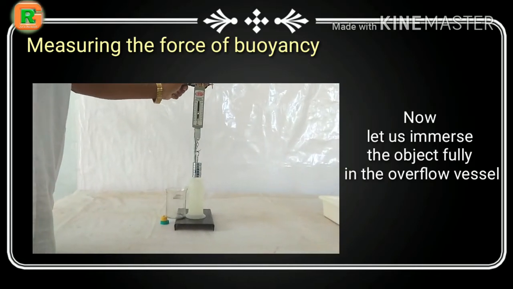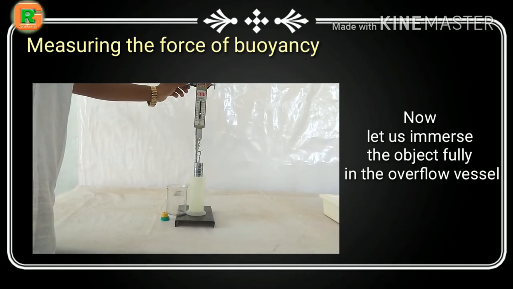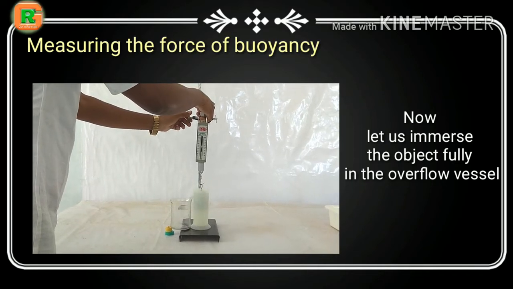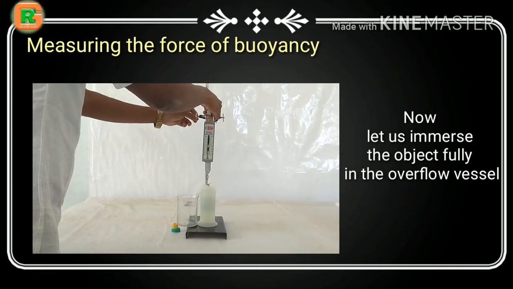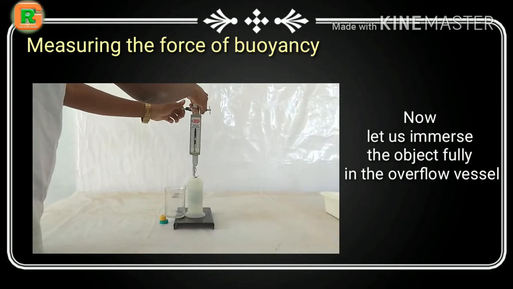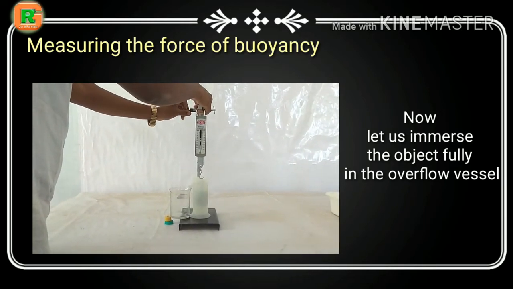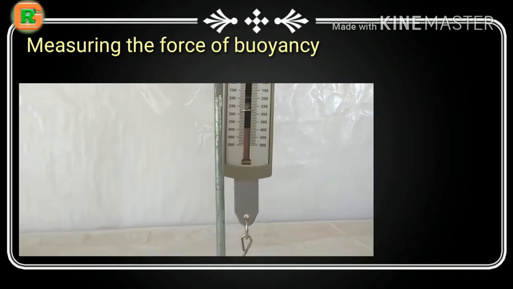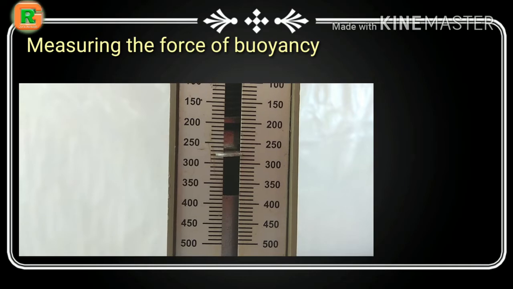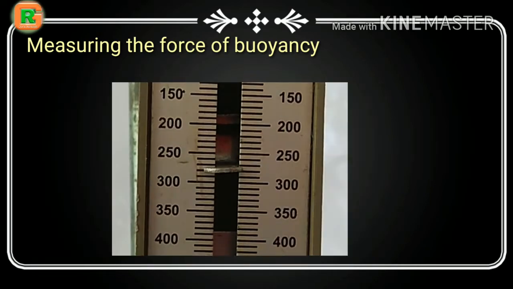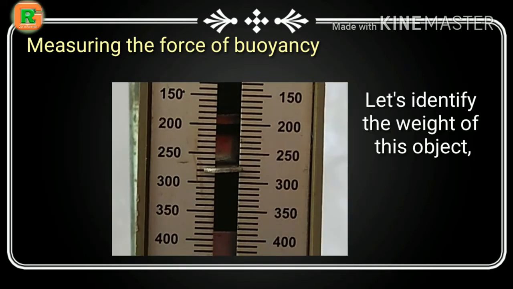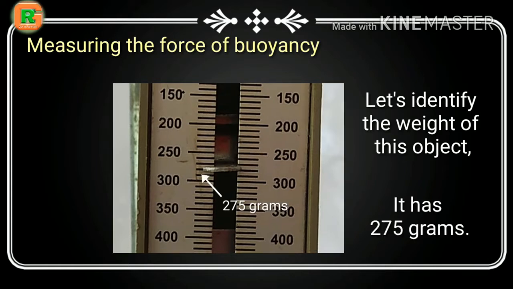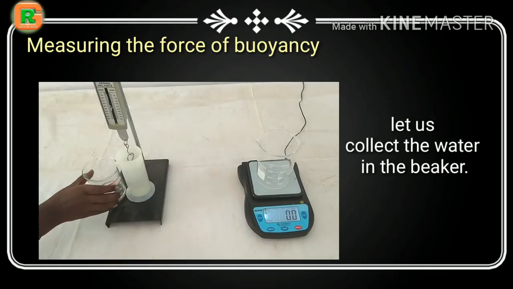Now let us immerse the object fully in the overflow vessel. Let's identify the weight of this object. It is 275 grams. Now let us collect the water in the beaker.